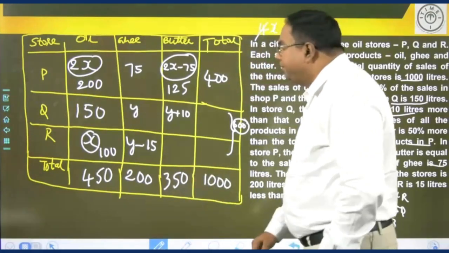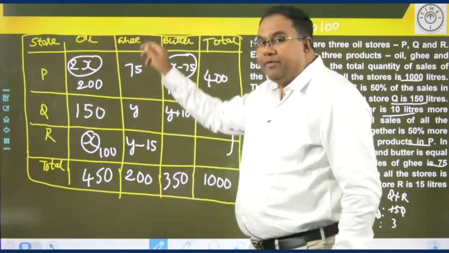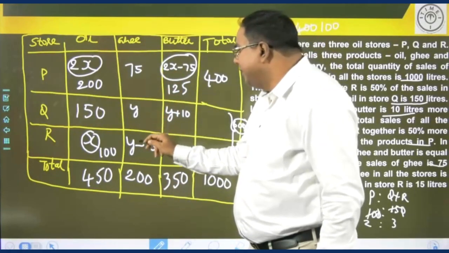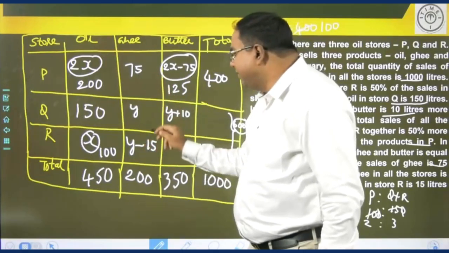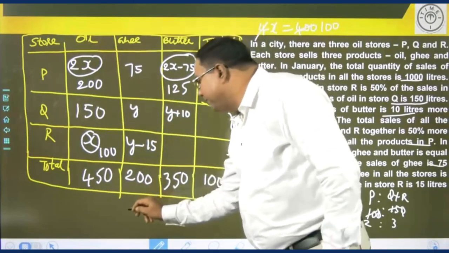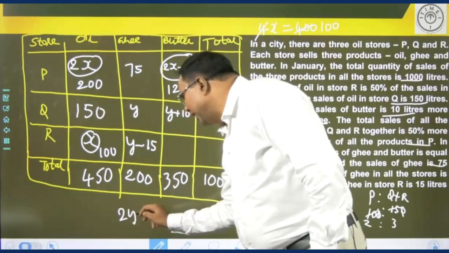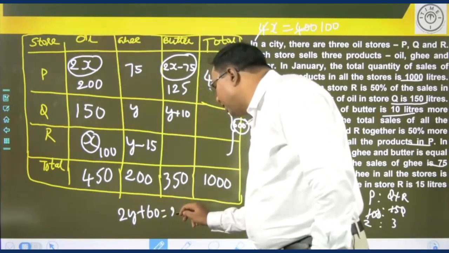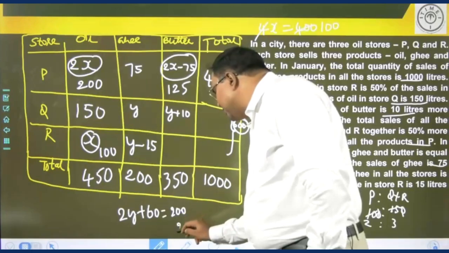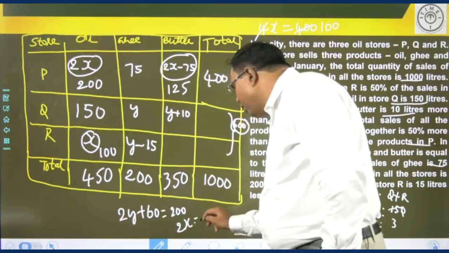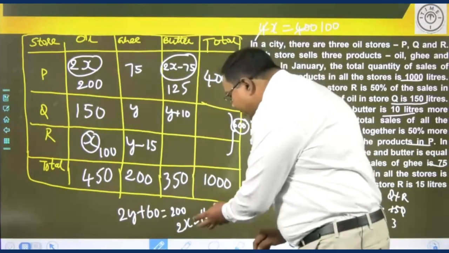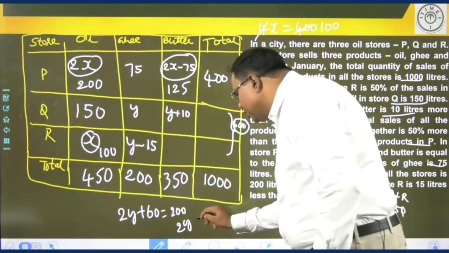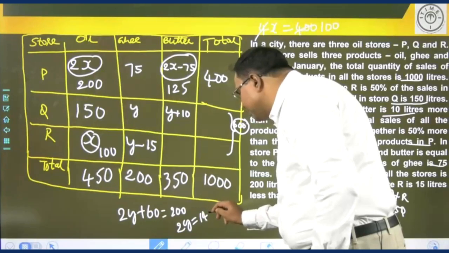Right. Now, if you look at ghee column, if I add, it must be 200. We add this 75 plus y minus 15. 75 minus 15 is 60. Y plus y is 2y. 2y plus 60 is equal to this column total 200. So, clearly 2y is equal to 200 minus 60, 140. 2y is equal to 140. So, my y value must be 70.